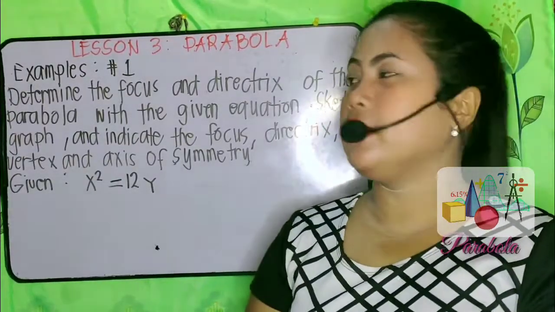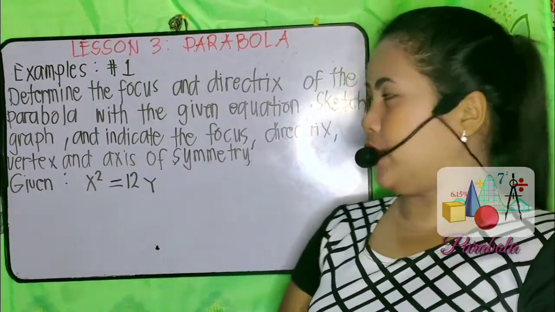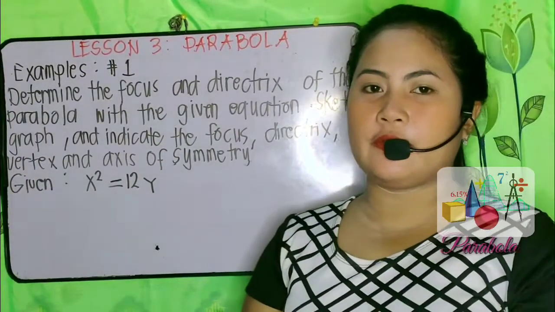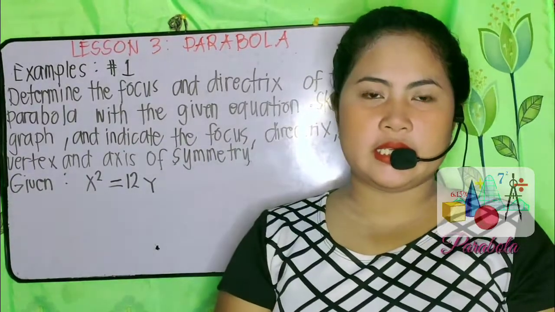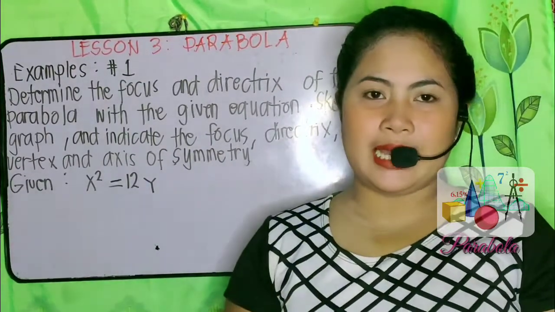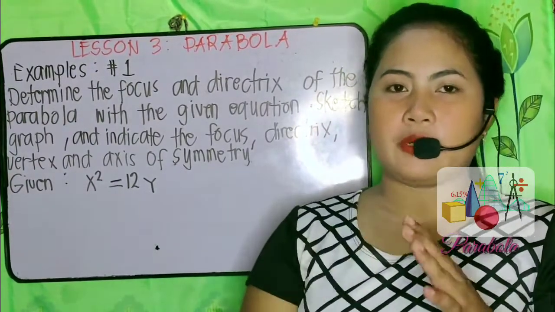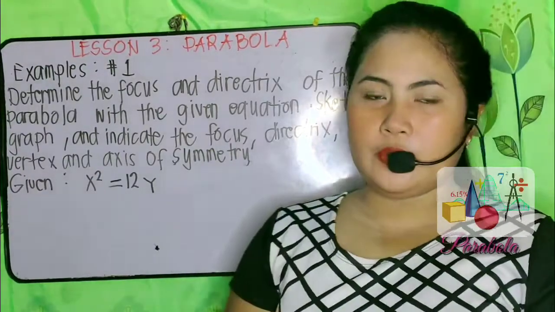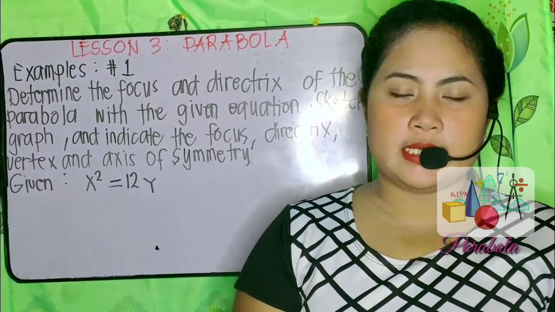Now, example number 1: determine the focus and directrix of the parabola with the given equation. Sketch the graph and indicate the focus, directrix, vertex, and axis of symmetry. So, since walang naka-indicate sa given equation kung the vertex is at the origin or not, therefore, the given problem is the vertex is not on the origin. So, therefore, we're going to use the following properties for the vertex is not at the origin.